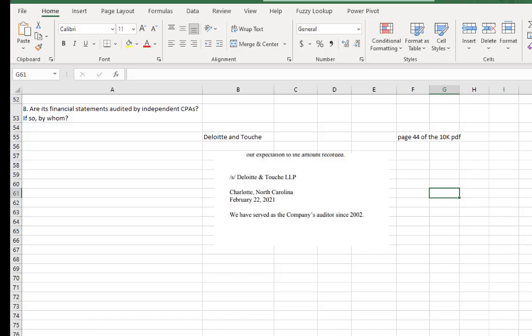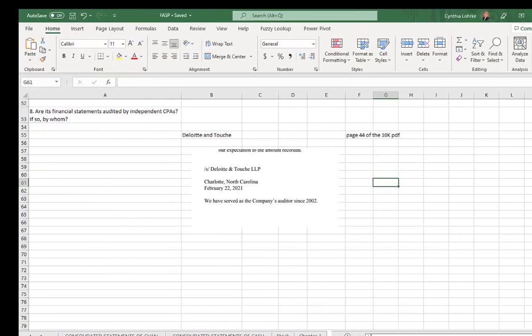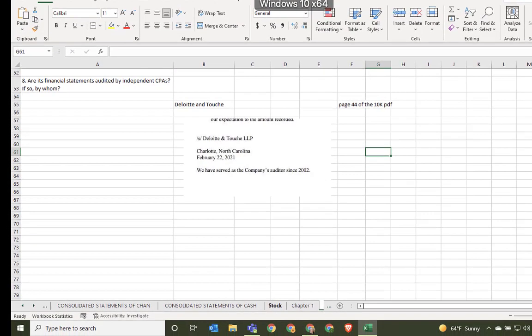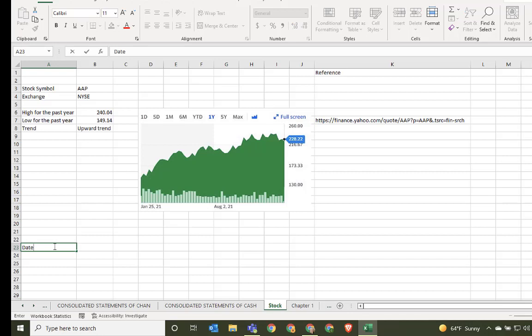So let me go back to the questions. Okay, record your stock price on your stock sheet and on the group sheet. Okay, so every chapter, we're going to go back to our stock sheet. When you complete the chapter, it doesn't matter what date it is, it's okay. You're going to put right here date and price. So I am completing this on 2/12, but that's not a date for stock. So I'm going to use the closing price of the most recent day that it traded.